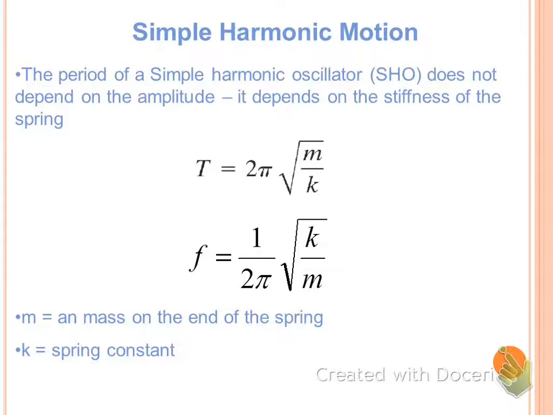So how fast it takes to make one oscillation does not matter how far we stretch it or how far we compress it. That period and frequency is going to depend just on the spring constant, how bouncy the spring is or how tough the spring is. So those two equations should go both on your equation sheet. M is mass and K is spring constant. What does mass have to be measured in? Kilograms. Good. Has to be in kilograms.